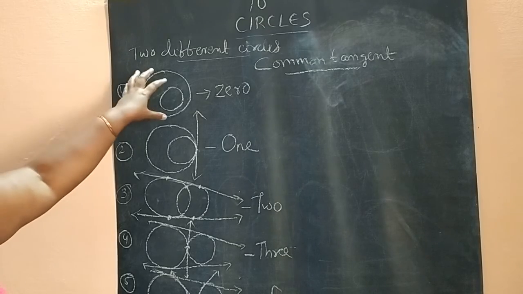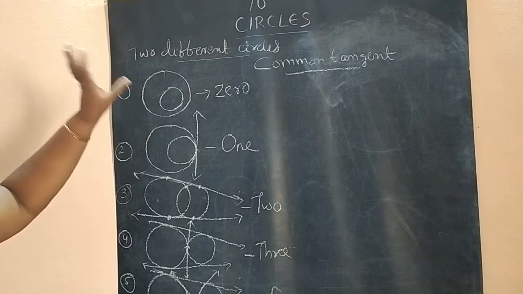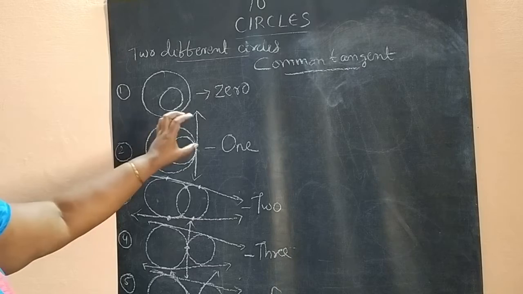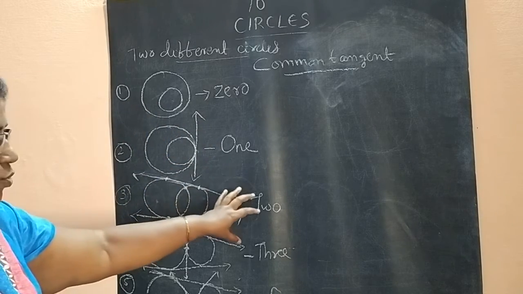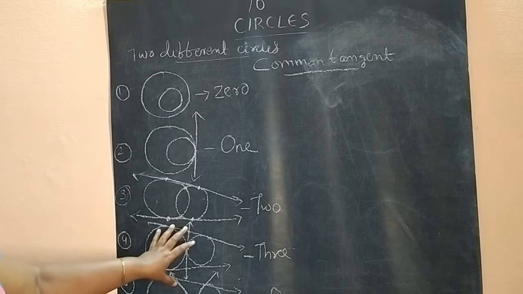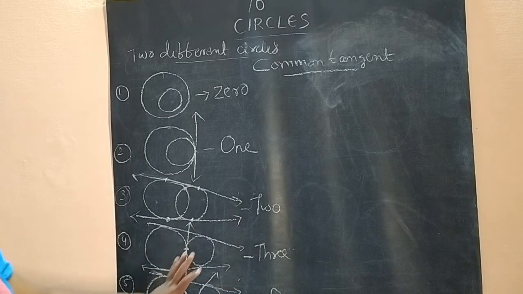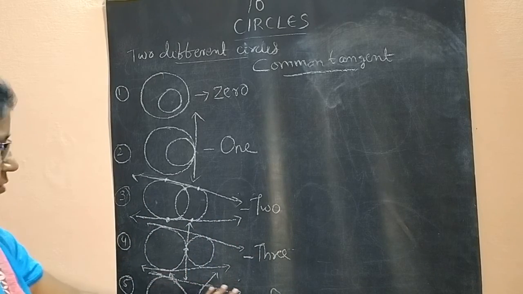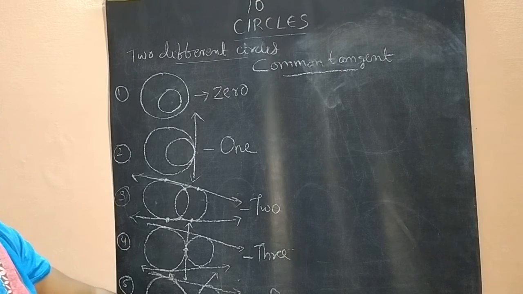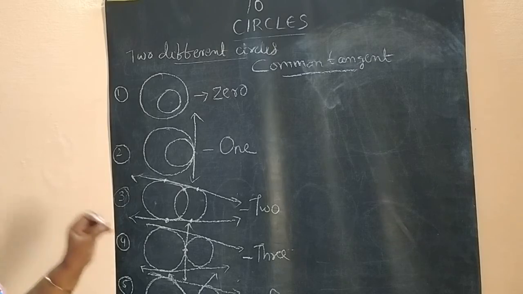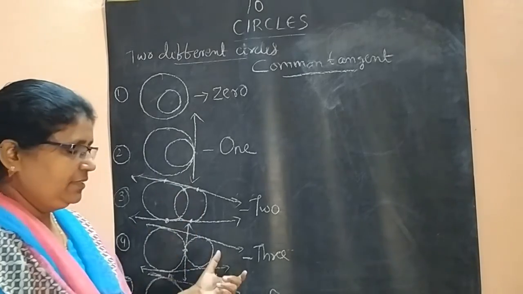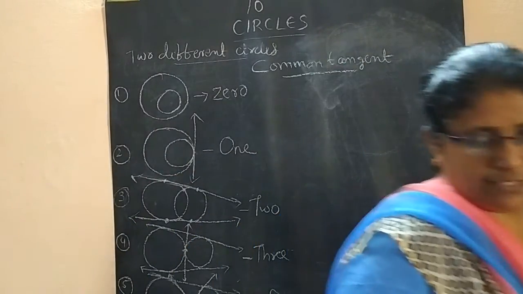If the circles are like this, 0 common tangents. If the circles are like this, 1 common tangent. If the circles are like this, 2 common tangents. If the circles are like this, 3 common tangents. If the circles are like this, 4 common tangents. Everything you have to take down in the notebook. Draw the figures neatly and write the number of common tangents also.